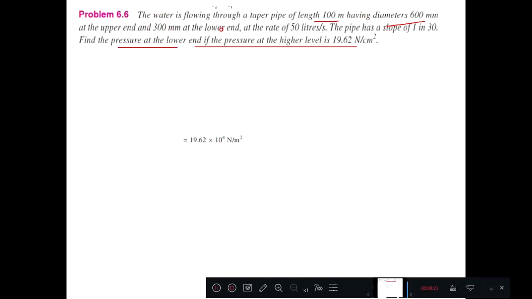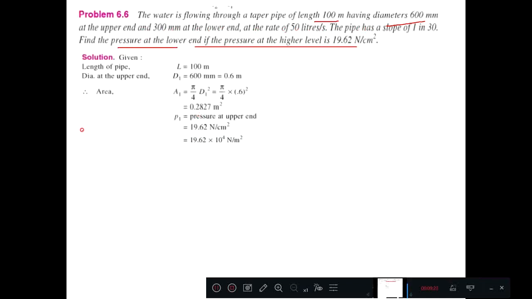So this is the statement of the problem. Read the problem carefully, then write the given data. The length of the pipe is given, that is 100 meter. The diameter at the upper end is 600 millimeter; then calculate the area at the upper end. The pressure at the upper end is also given, that is 19.62 Newton per centimeter square. Convert Newton per centimeter square to Newton per meter square.